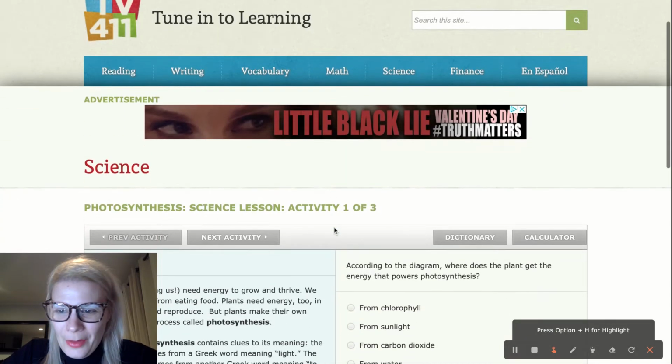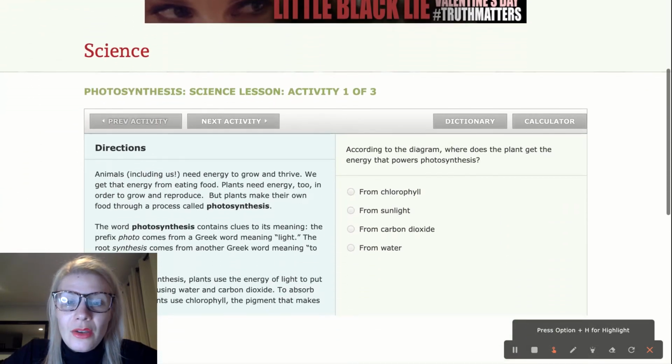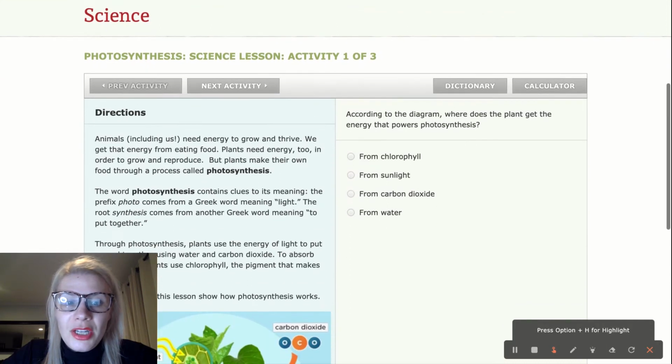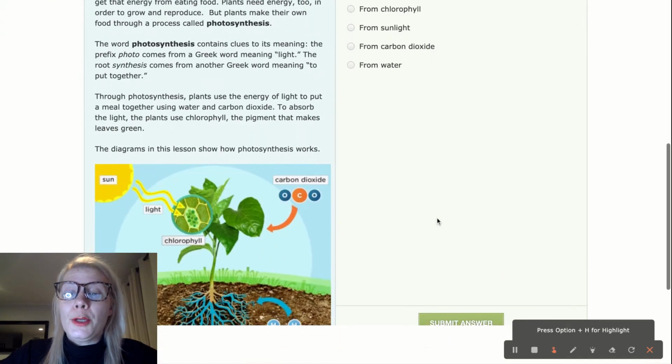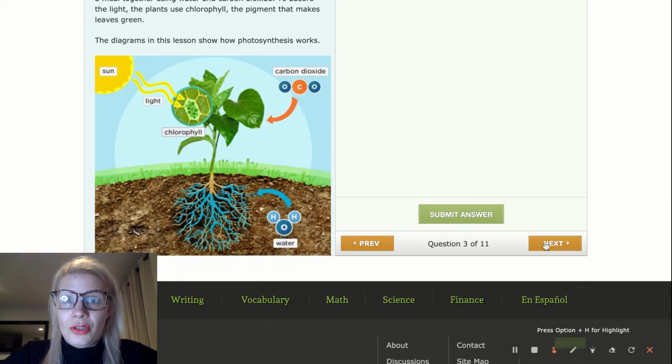Okay, we're back. And so the next question, it's the same reading, but the question is different. So it says, according to the diagram, where does the plant get the energy that powers photosynthesis? Is it from chlorophyll? Is it from sunlight? Is it from carbon dioxide? Or is it from water? Again, choose the right answer and then submit it.